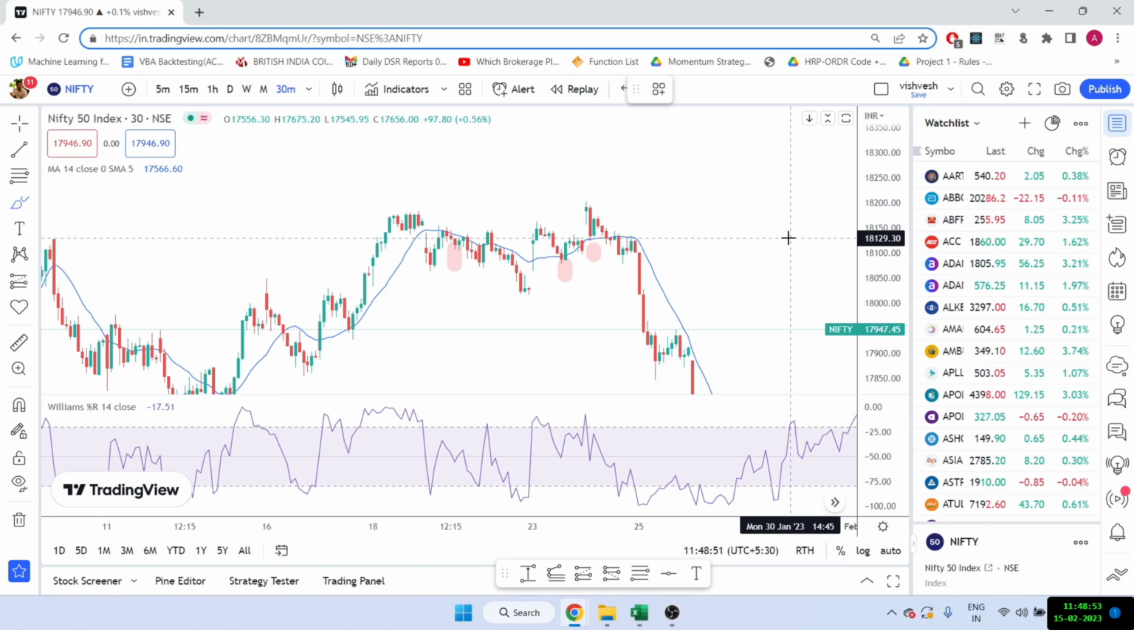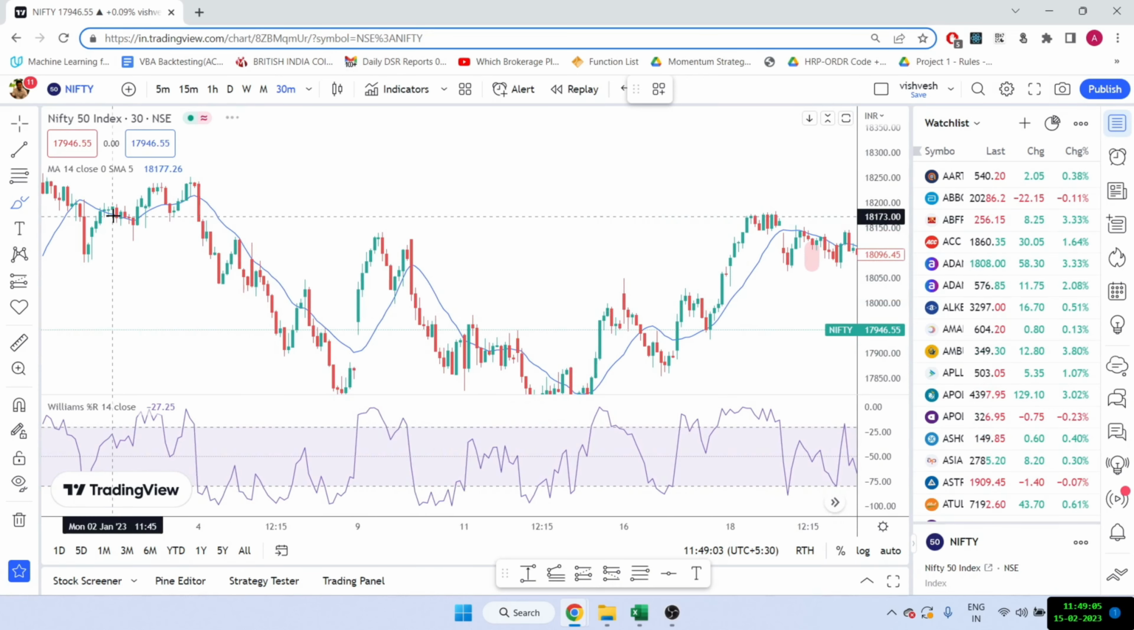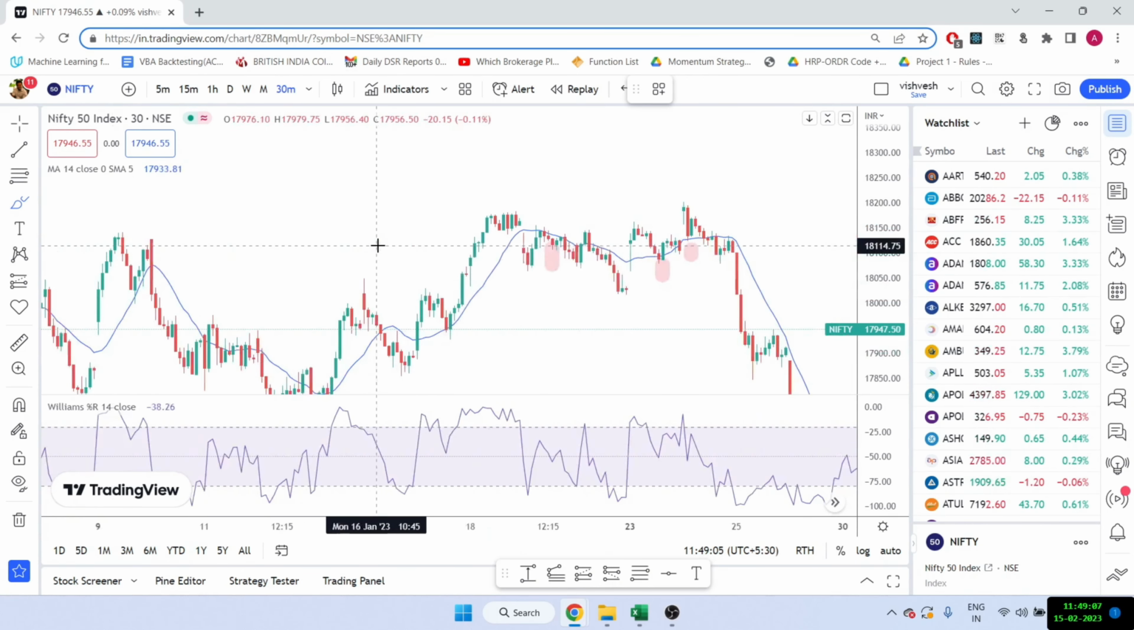This is a positional strategy. It's a swing strategy. That means you might be in a trade for a few hours. And the time frame that we will be using is 30 minutes. So let me show you some examples of how this works. So I have added both the indicators. So let me first show you the indicator settings.